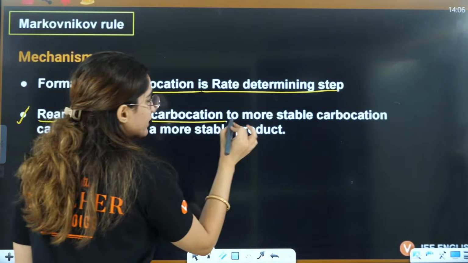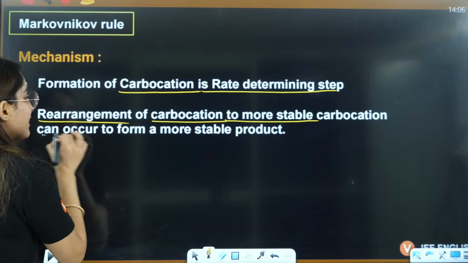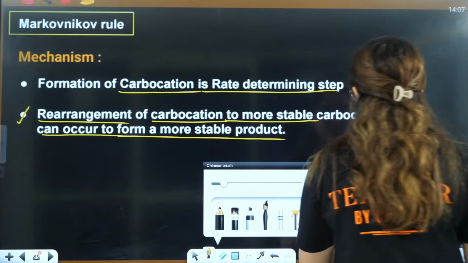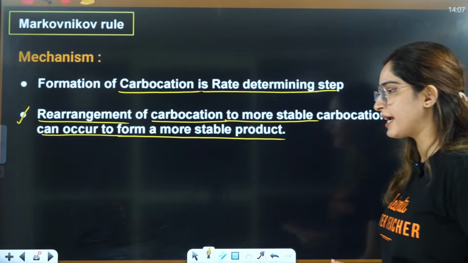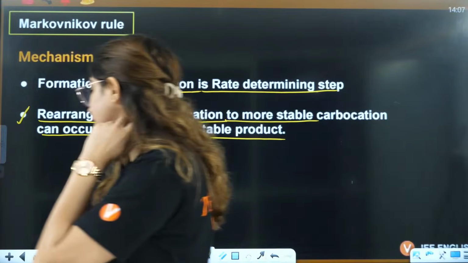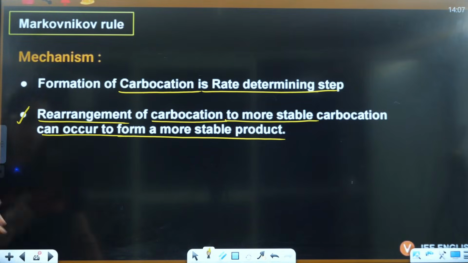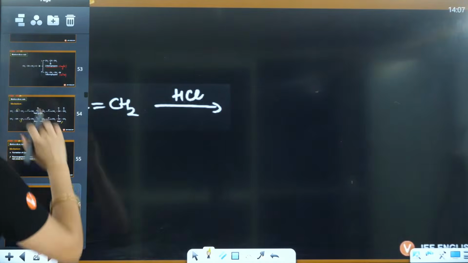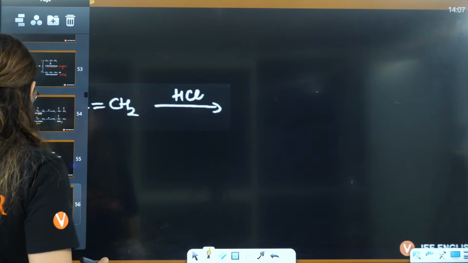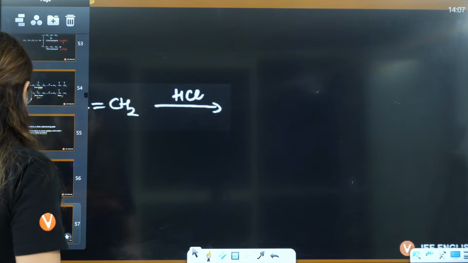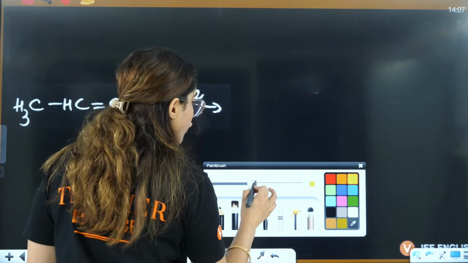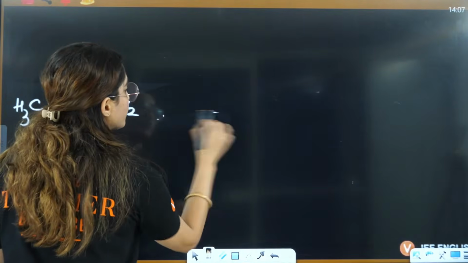Rearrangement of carbocation to a more stable carbocation can occur to form a more stable product. Have we discussed rearrangement? We have not discussed rearrangement, right? I don't think so. So I'll just explain rearrangement here. I really doubt we'll be able to do that much today, because rearrangement is itself a topic. I totally forgot that I have not taught you that.